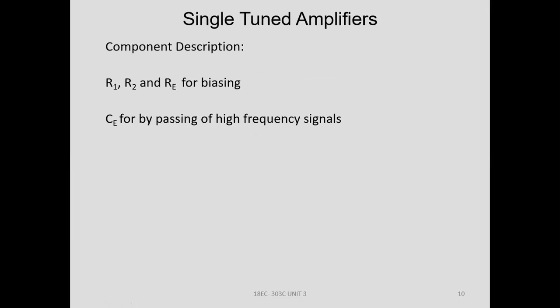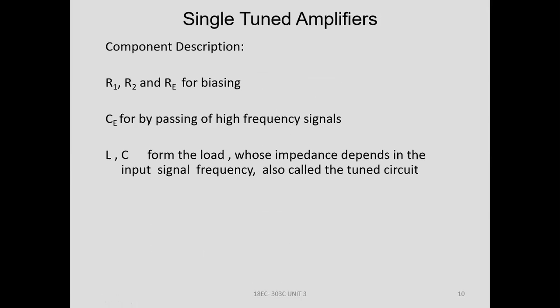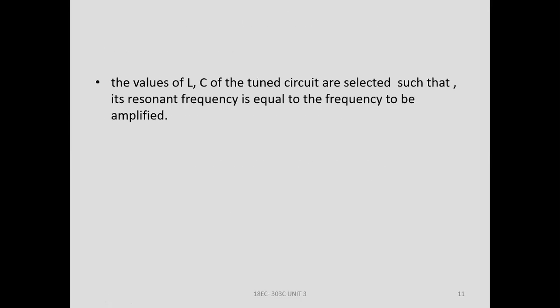R1, R2 and Re are for biasing, and Ce is a bypass capacitor. L and C form the load, that means the tuned circuit. This impedance depends on the input signal frequency. This tuned circuit impedance depends on the input signal frequency. This LC circuit is also called a tuned circuit. The capacitors are coupling capacitors. This is the construction of the circuit.